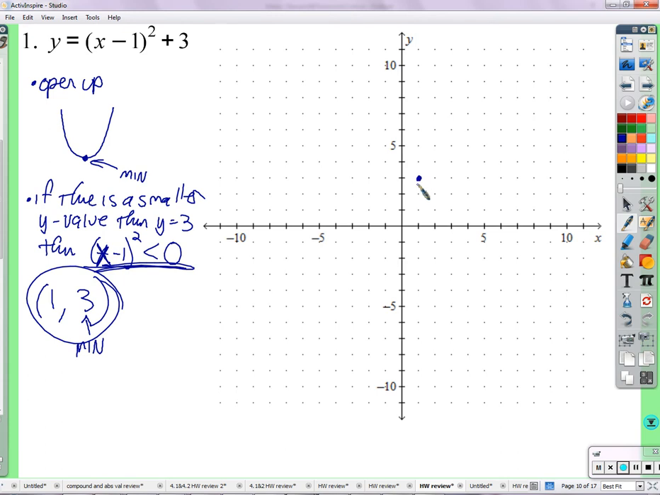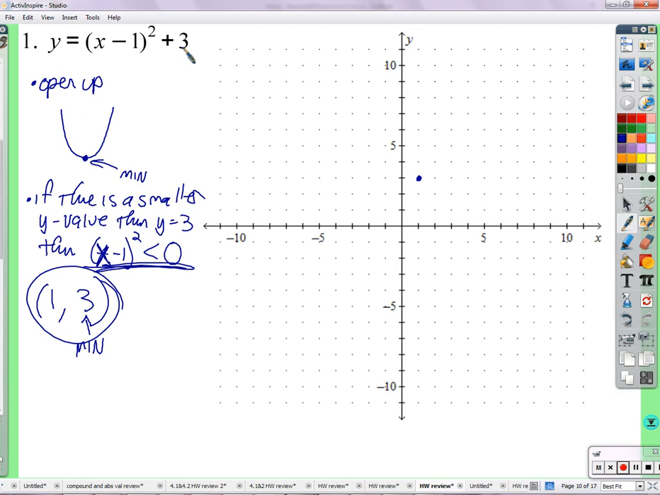Because it's written in such a way that it makes it very clear. The smallest number we could get is 3. Anything we plug in for x, try it yourself. Anything you plug in for x, you're going to subtract 1 from that, you're going to get some non-zero number, positive or negative. You're going to square it. That's going to be some non-zero number, positive now, because we squared it. And you're going to add it to 3, which will be bigger than 3. 3 is the absolute smallest we can get.